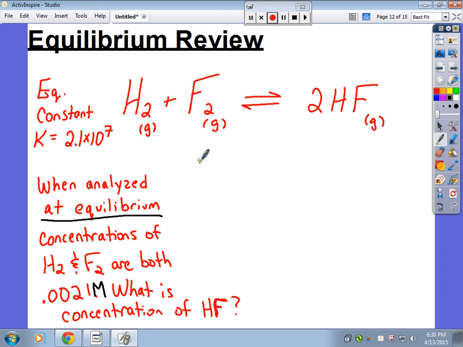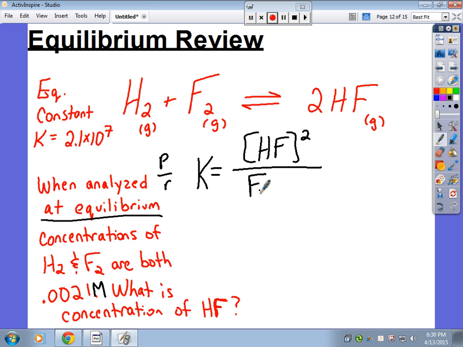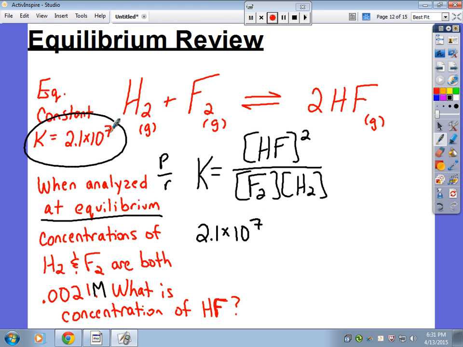Well, what's the first thing you always do when you see an equilibrium expression? You put a ratio of products to reactants. You write HF, and you square it because that's what your directions tell you to do. Draw your fraction line, put F2 and H2. Those are your directions. Now what goes in those directions? The values that they give you. And so what values are you given? You're given that K is equal to 2.1 times 10 to the 7th. You need to figure that out. They tell you right here.